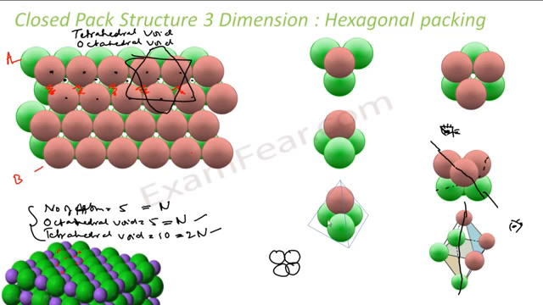In tetrahedral void, total 4 spheres involved. Please understand this concept really clearly, because this will help us to solve numericals. For octahedral voids, this is how it looks. Total 6 spheres are involved, right? 4 on this, 2 here, and the tetrahedral void, 4 spheres are involved.